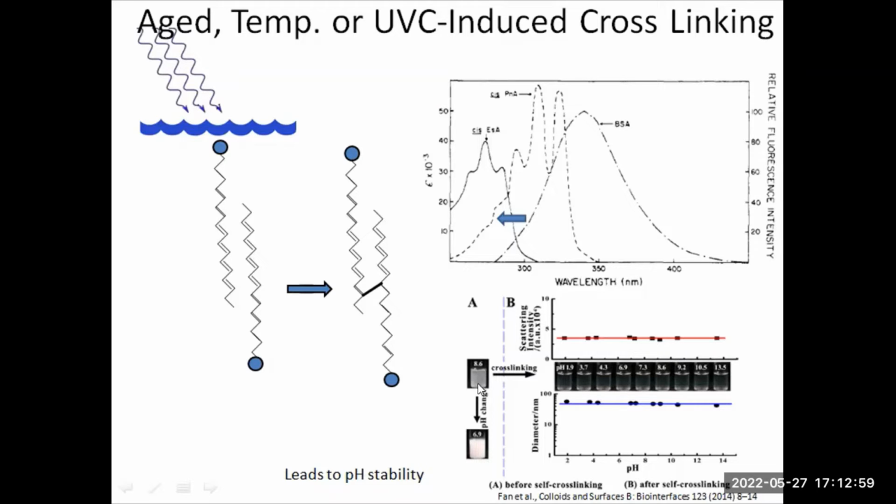If we don't have any cross-linking, then we get all these problems with the pH, and then we won't get these vesicles being formed. But if we have sufficient cross-linking, then we can show that the vesicle is stable at almost all values of pH. So it no longer becomes a problem. And of course, this cross-linking is produced much more rapidly with UVC light than it is with temperature.